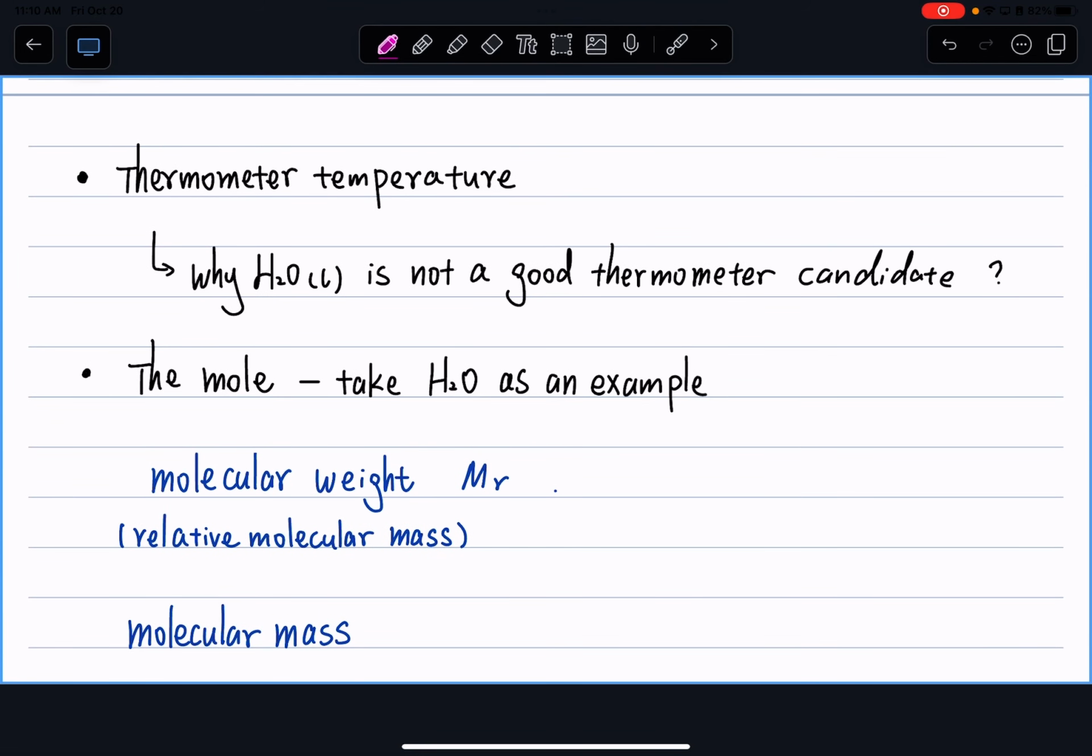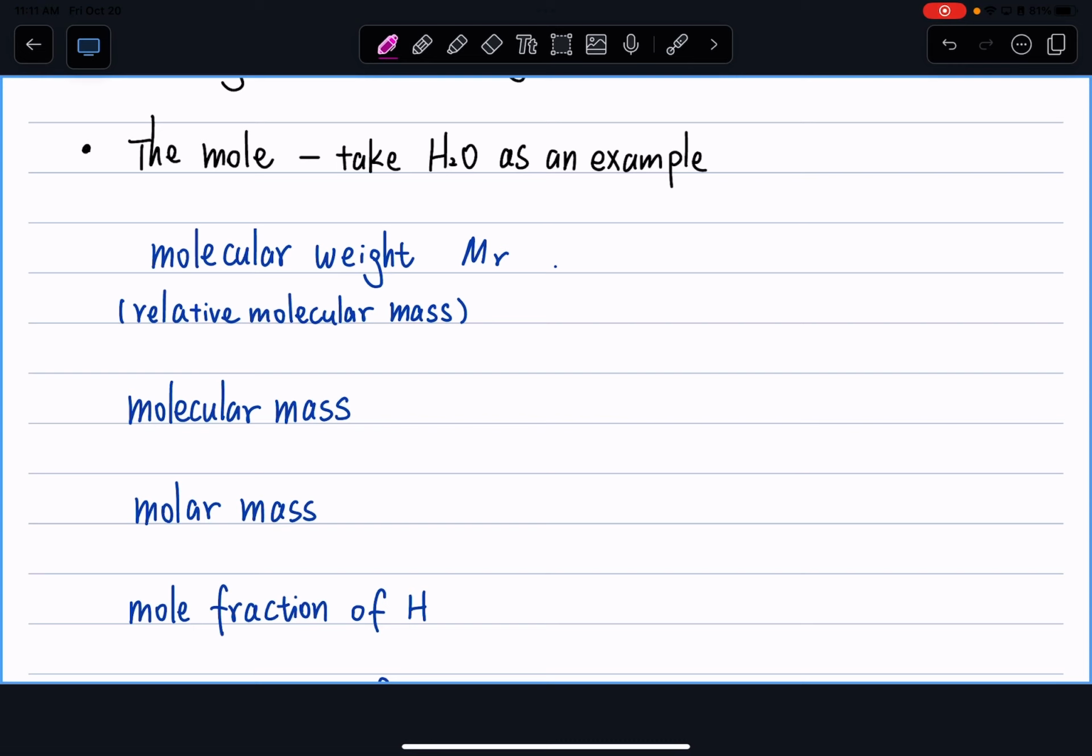And then we have the idea of the mole. This is one of the subjects that everyone feels like, oh, I know it, it's so straightforward. But if you ask a little bit more detail, then you'll find, okay, I actually don't know that well. So let's use water as an example and do this together. What is the molecular weight, molecular mass, molar mass, and mass fraction of hydrogen and oxygen in water? All right, so let's do that together.